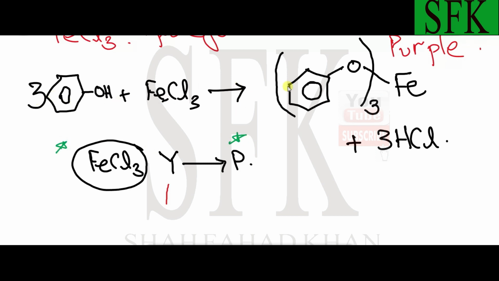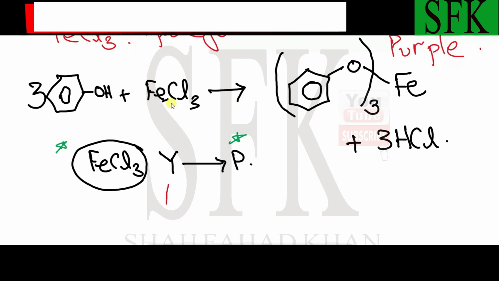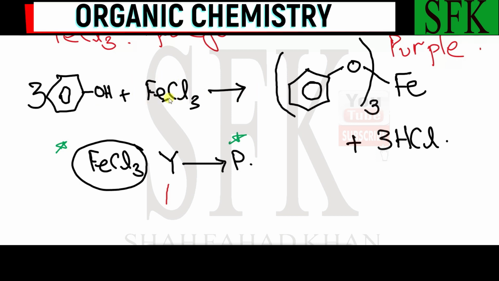Okay, but this is an equation to clear your concepts about how this works. Basically, three molecules of the phenol combine with the iron, replacing all three chlorine atoms, and removing the three hydrogen atoms from the phenol, forming this compound and the HCl molecules. This compound is purple in color and FeCl3 is pale yellow in color.